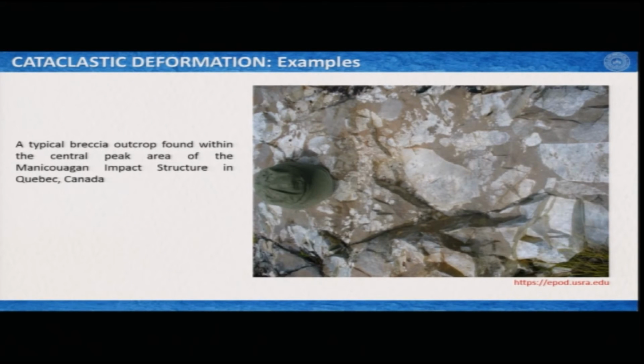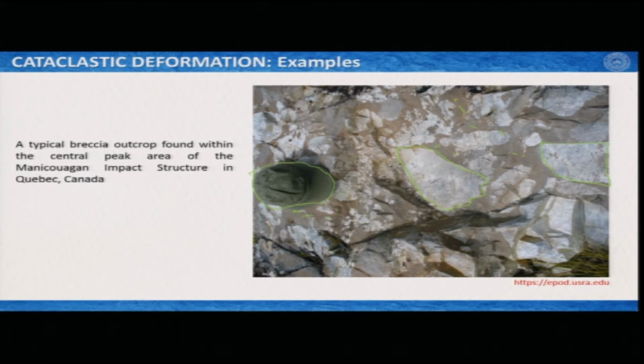Now, here are some other examples. So, this is a typical breccia outcrop in Canada, and you can see this hat is the scale, and you see these angular grains here, or these are not grains actually, these are clasts. And they are hosted within the fine grain matrix. So, this is an example of cataclastic deformation.